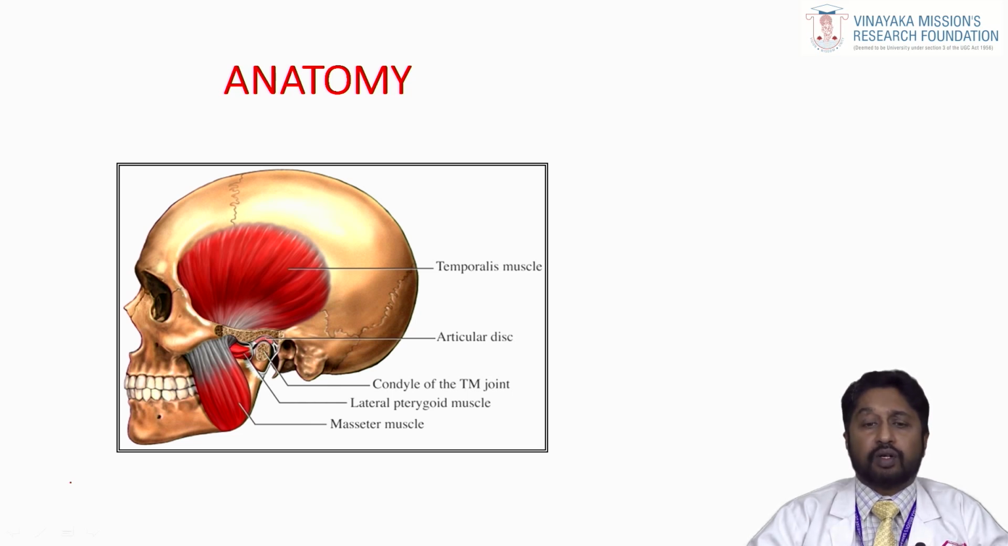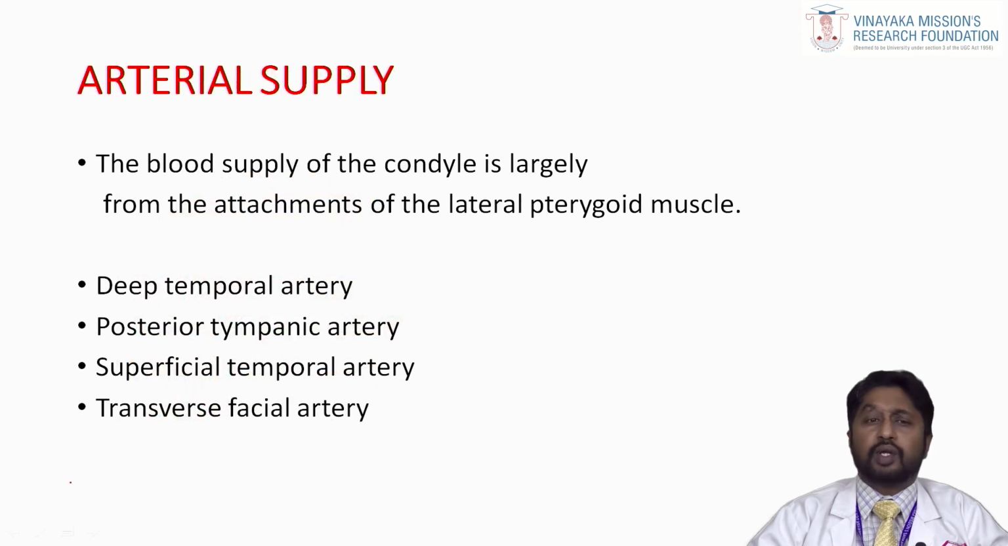On anatomy, first you have the temporalis muscle around, the articular disc, the condyle and the TM joint, the lateral pterygoid muscle and the masseter muscle. These are the structures you find around the condyle. The blood supply of the condyle is largely from the attachments of the lateral pterygoid muscle, the deep temporal artery, posterior tympanic artery, superficial temporal artery and transverse facial artery. You don't need to worry about the vessels; you just need to concentrate on the surroundings, which are very specific when you deal with a condylar fracture. It depends on what type of fracture you deal with.